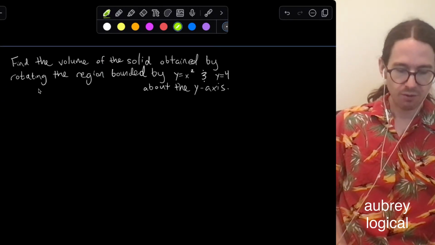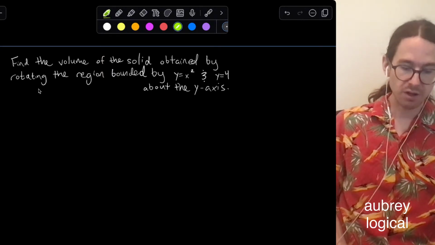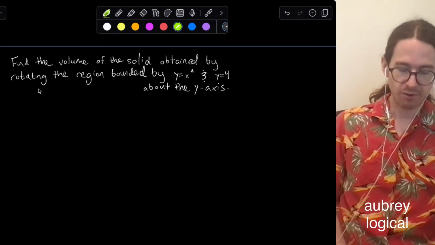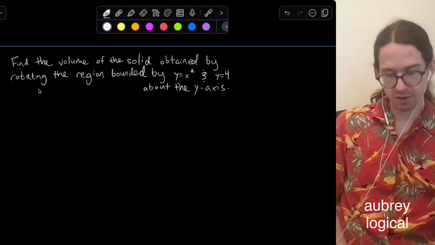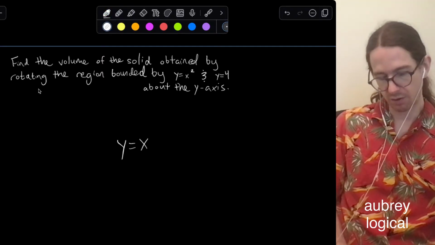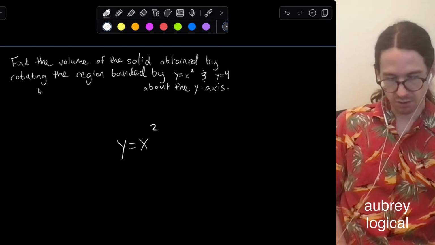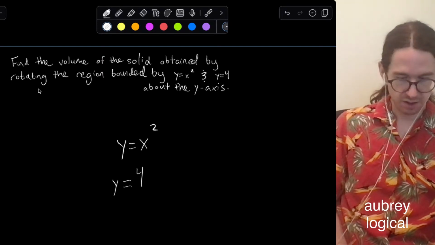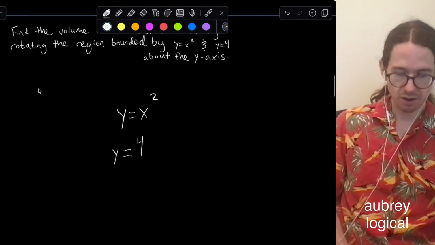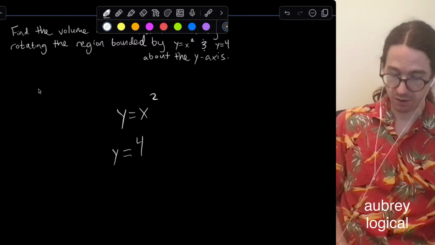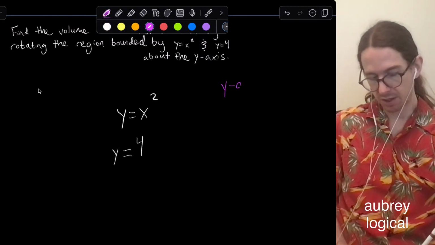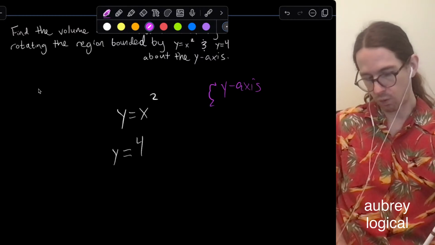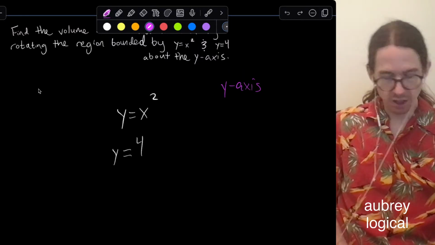We want to find the volume of a solid obtained by rotating the region bounded by y equals x squared. Okay, let's go ahead and write our given equations so we can determine our convenience. So y equals x squared and y equals 4. Those are the only two that we are given, but we are told that this is going to be rotating around the y-axis.